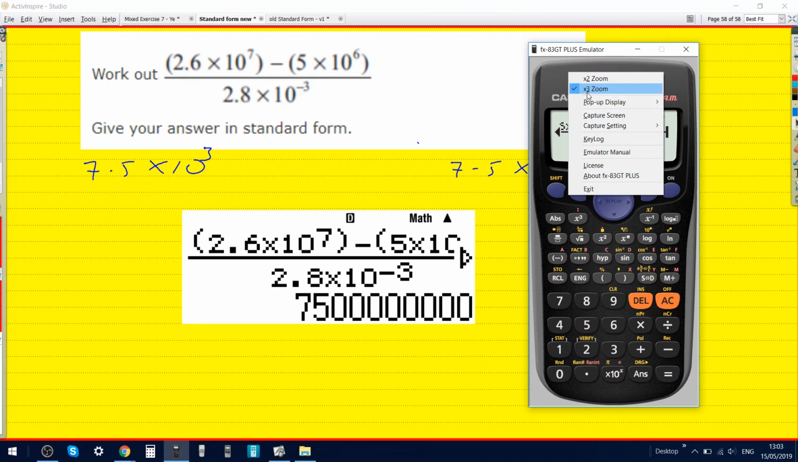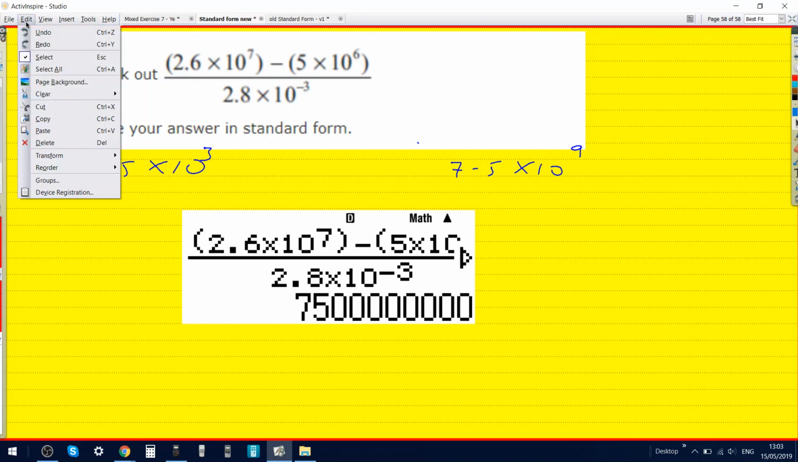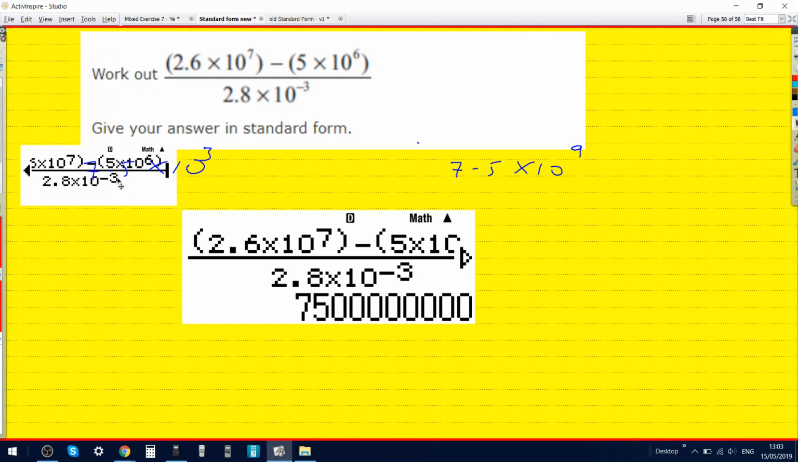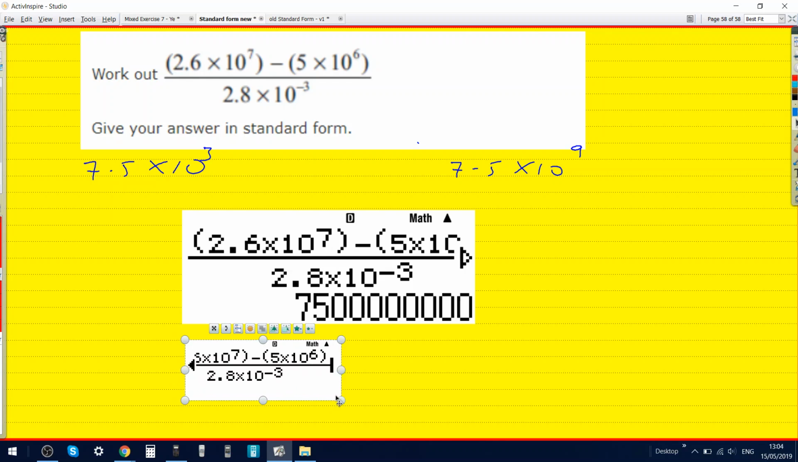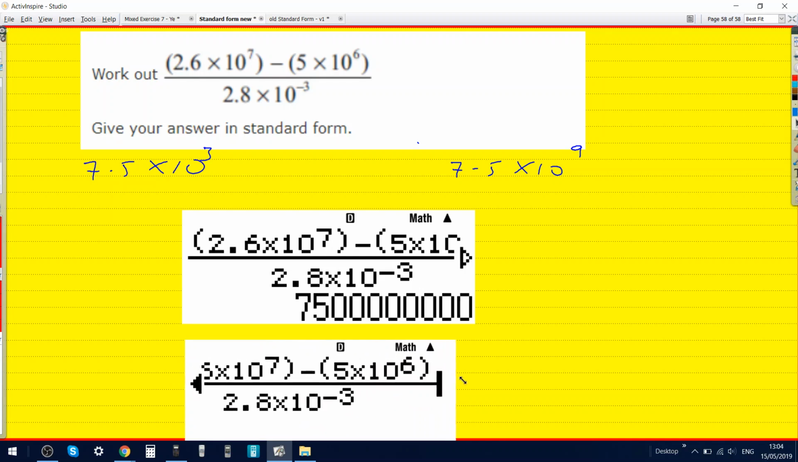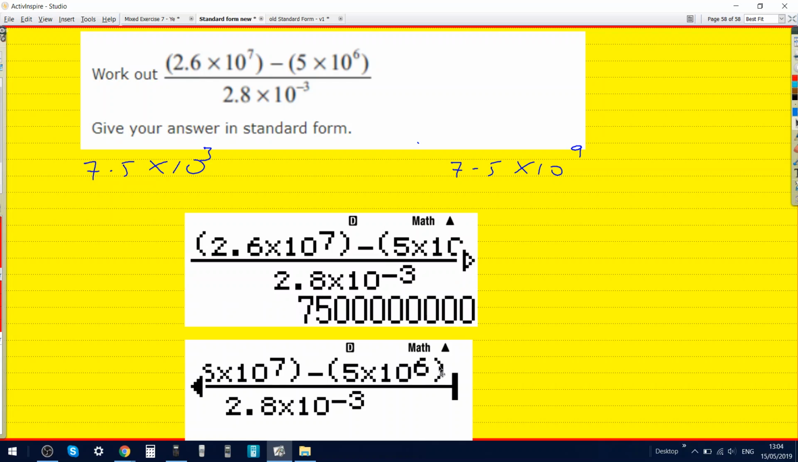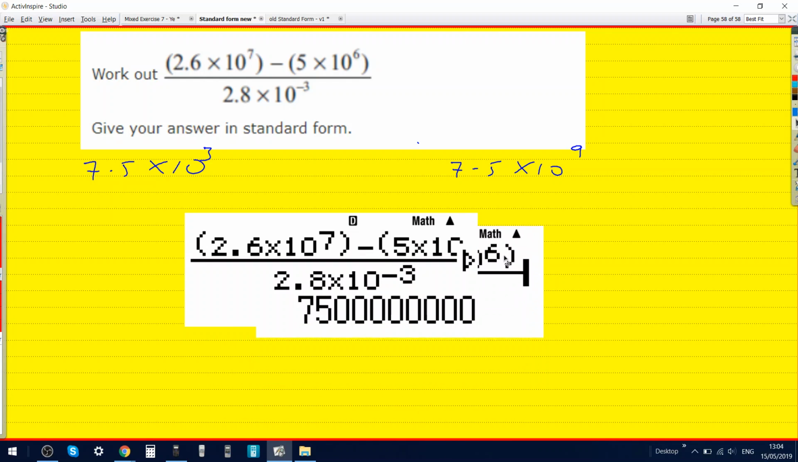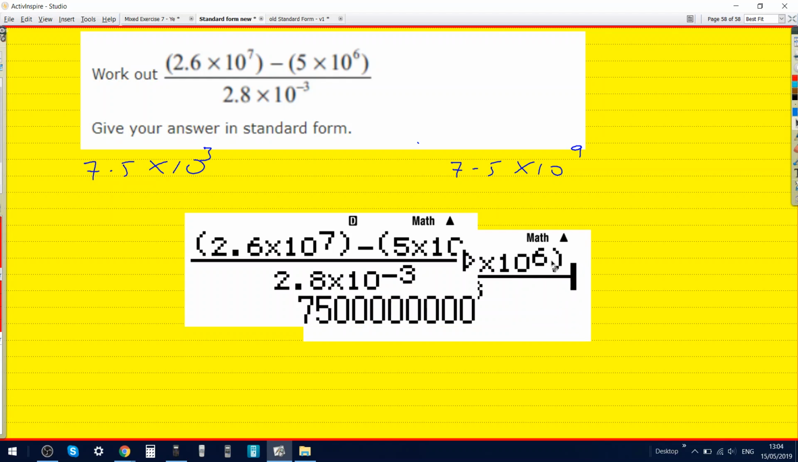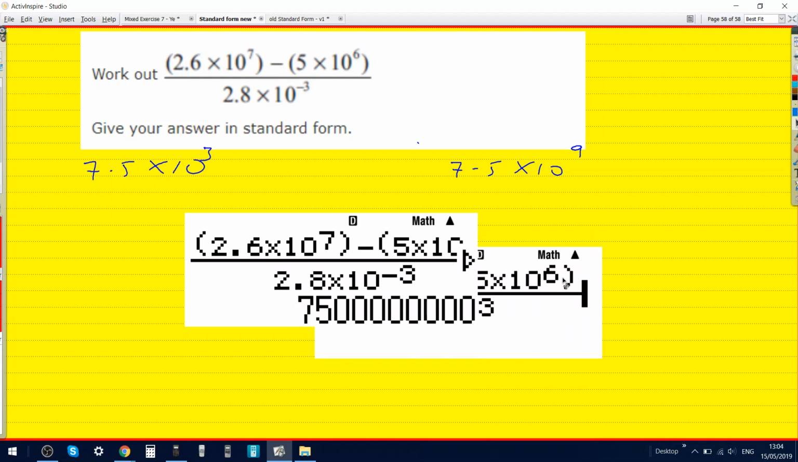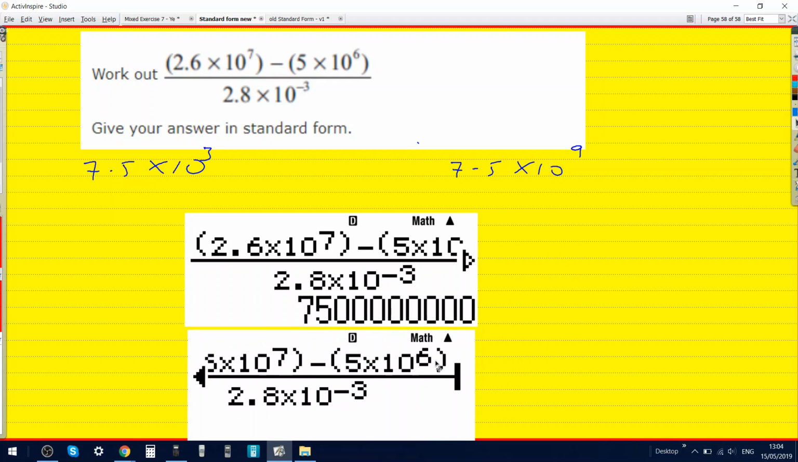So 2.6 times 10 to the power of 7. Close bracket. Take away bracket, 5 times 10 to the power of 6. Close bracket. Divide 2.8 times 10.